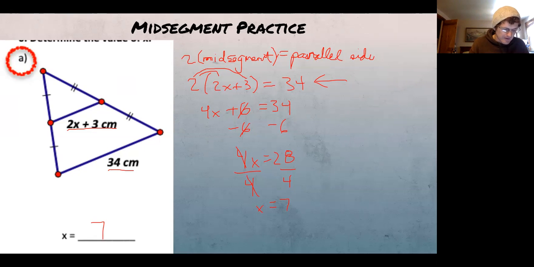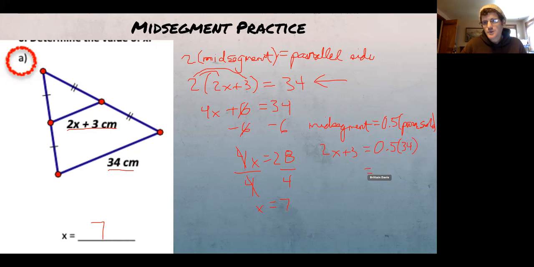Absolutely. So in fact, if we want to see this the second way, I could set the midsegment equal to 0.5 times the parallel side. I'll just put para for parallel on the side. So if I did it that way, I would get 2x plus 3 equals 0.5 times 34. And you might or might not find it just as easy this way.